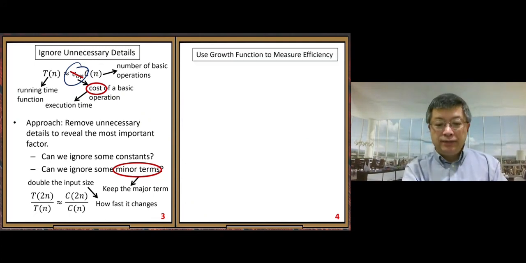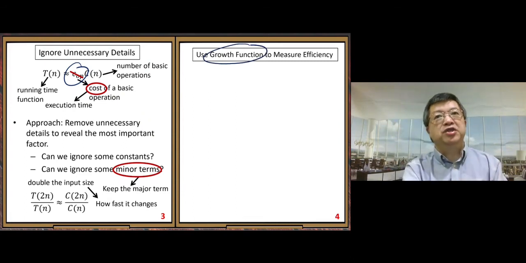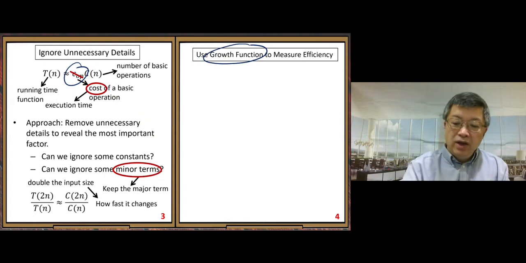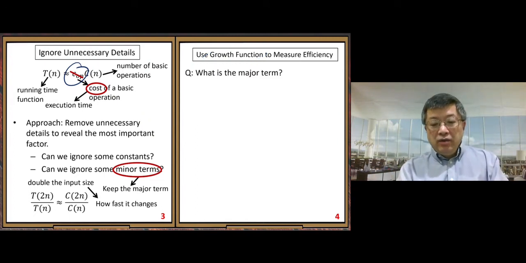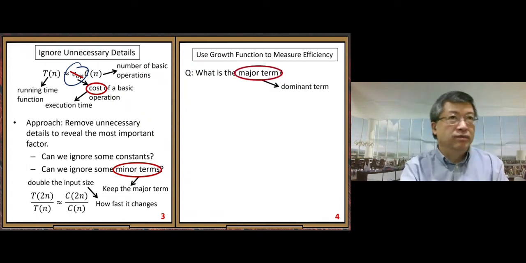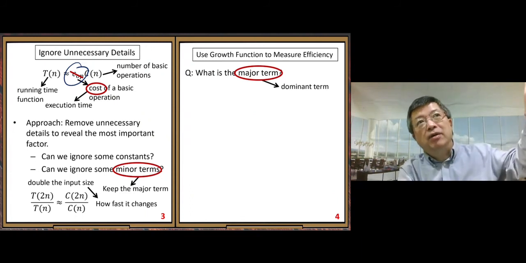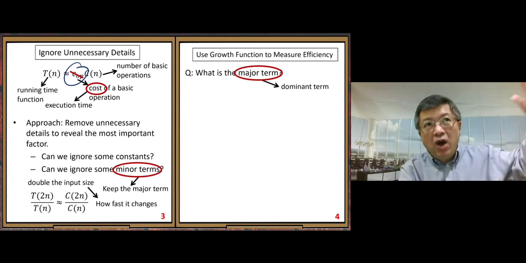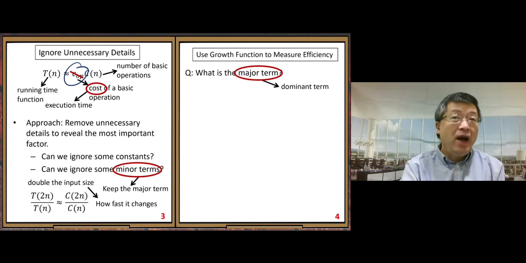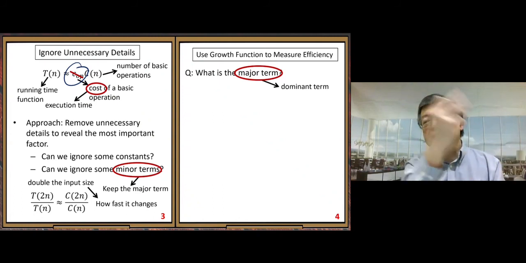All right. Next, this time I will introduce the growth function. Use the growth function to measure efficiency. What is the major term? That's the same as the dominant term. I talked about it before. We will look at more, because that example, sequential search, was quite some time ago, so you may not have a big impression of it. We will have more examples to see that dominant term concept.